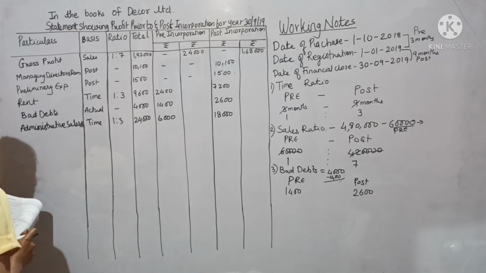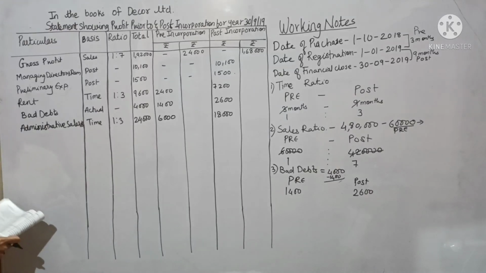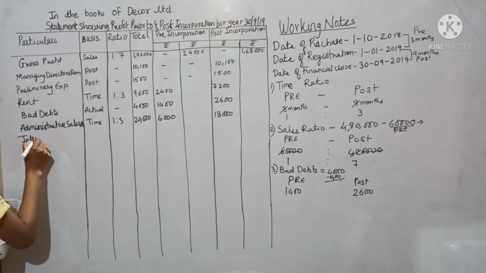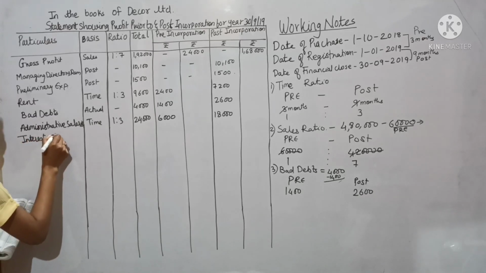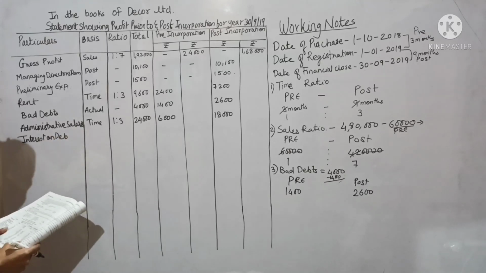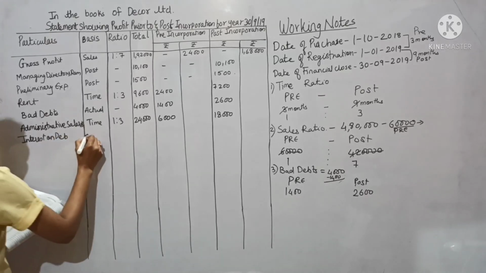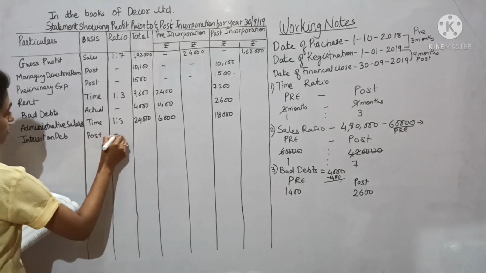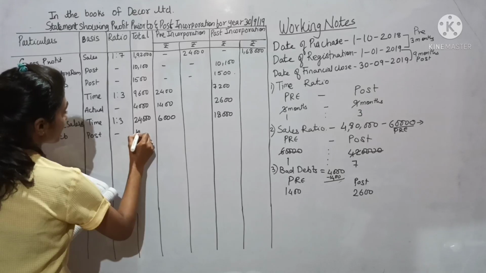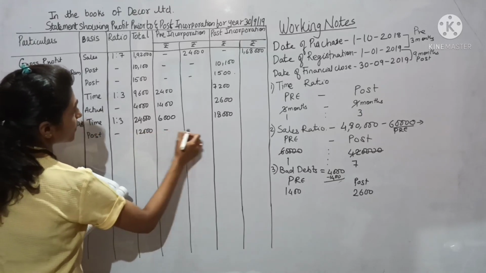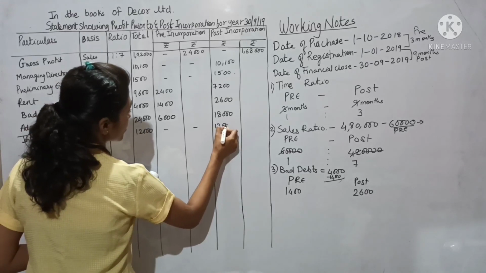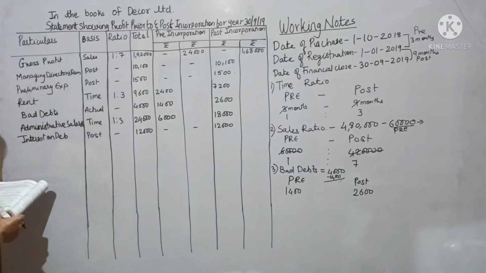Next entry is interest on debentures. This entry we have to give in post. Write post. Total of debentures is 12,000. Directly write under post in the debit side 12,000.